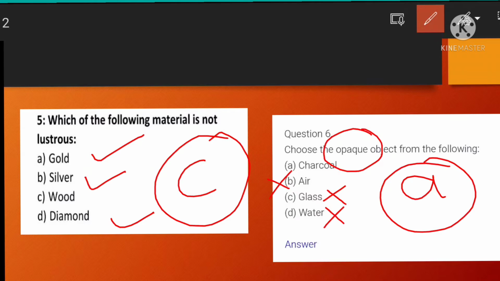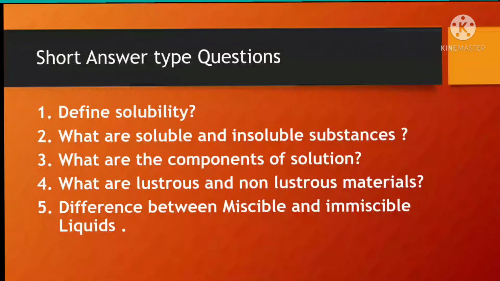Charcoal. Charcoal is one of the forms of coal. Koila. So it is opaque. So my correct answer is that. Now come to the next one.